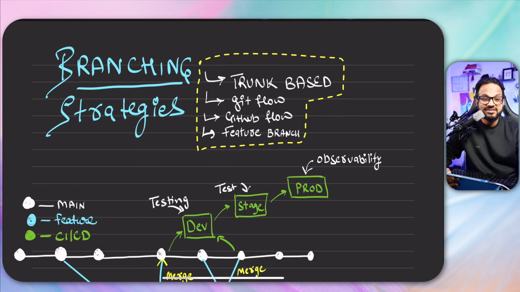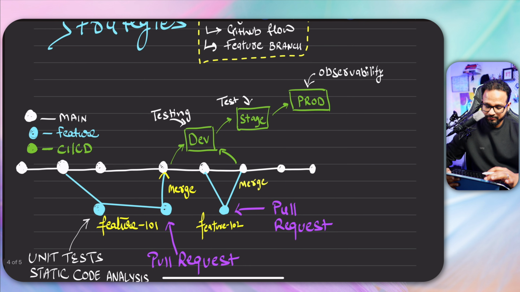Feature branches in trunk-based deployment are short-lived, usually a few hours, when you have to deploy multiple times a day, very frequently. Then we use trunk-based deployment. Otherwise, feature branches will work just fine. Okay, so this is what we're going to do.